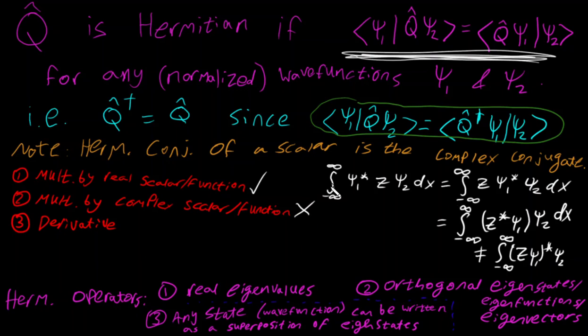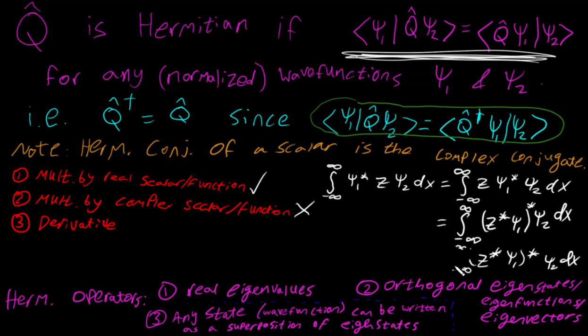However, we can actually figure out what the Hermitian conjugate of multiplication by a complex number is. This actually shows that the Hermitian conjugate of z, of some complex function, is z star, right? Because it fits. Oh, and I actually did forget the star here, so hopefully you caught that. This is not equal to the integral from negative infinity to infinity of z star psi1 star psi2. Hopefully you did catch that.